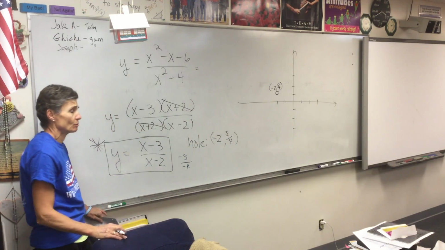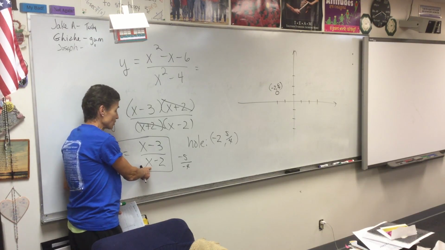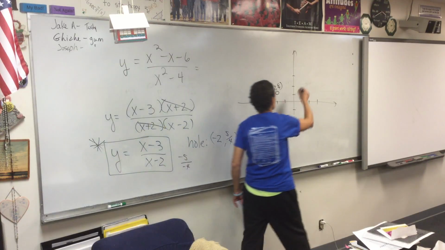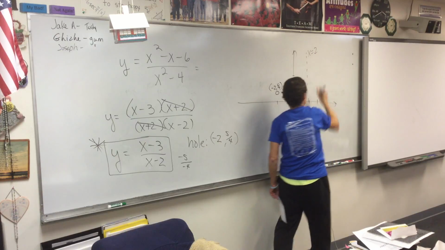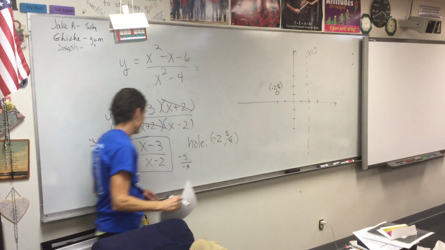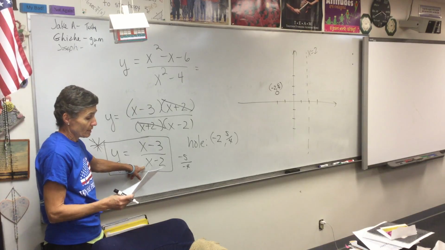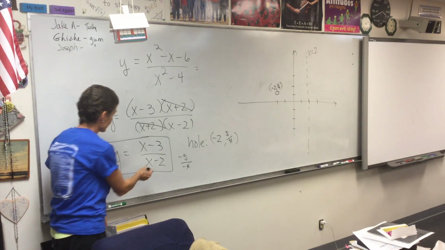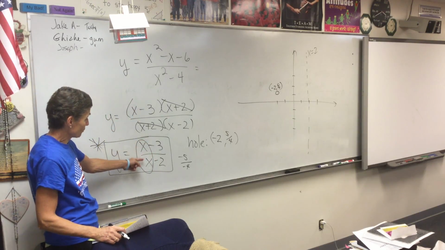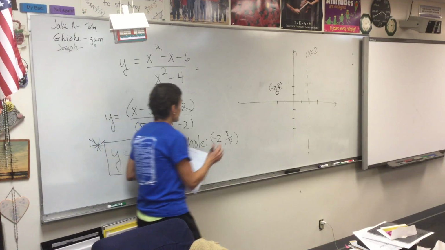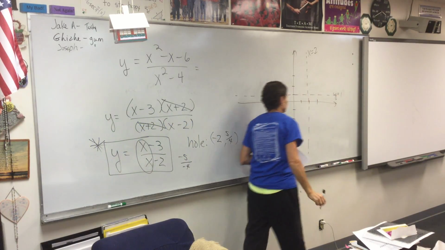We need our asymptotes. So where is our vertical asymptote? Our vertical asymptote is wherever the denominator is 0. So your vertical asymptote is going to be where x equals 2. Your horizontal asymptote, remember that's when we look at x over x. So x over x is 1. So my horizontal asymptote is at y equals 1.